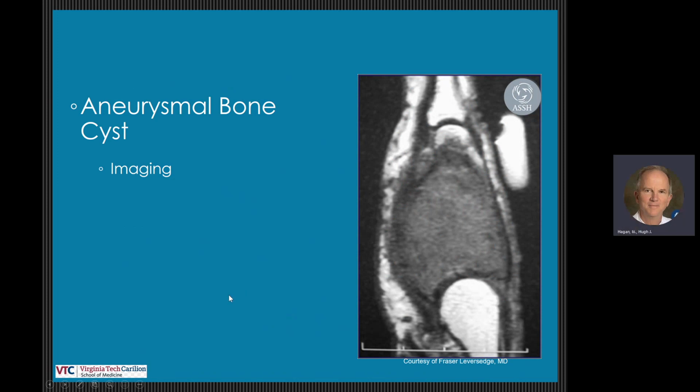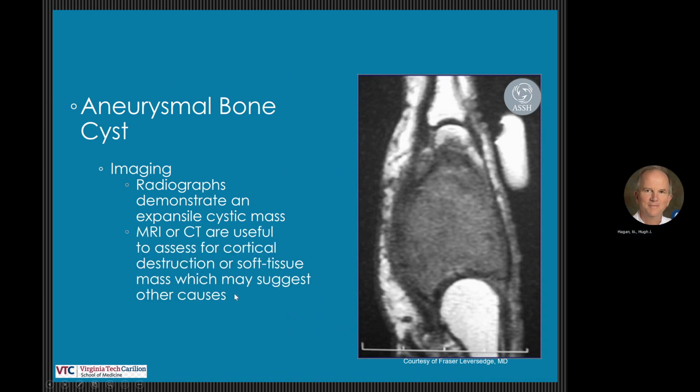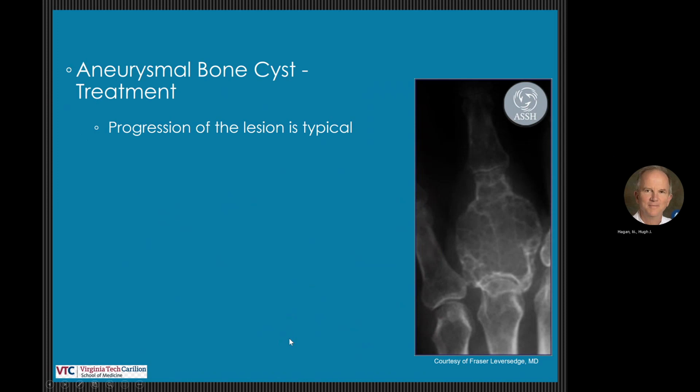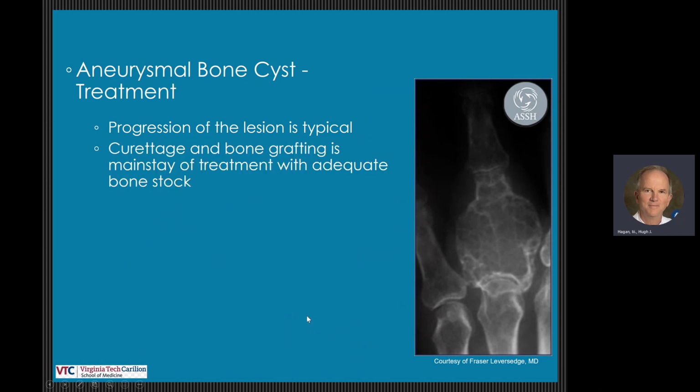Imaging, oftentimes a plain X-ray is going to make your diagnosis. MRI and CT can be useful to look for cortical breakthrough or destruction, or soft tissue extension, which might suggest another etiology for the lesion. Treatment can be difficult because oftentimes these lesions can progress to an extensive degree and replace an entire bone. If the lesion is focal, curettage and bone grafting may be adequate.